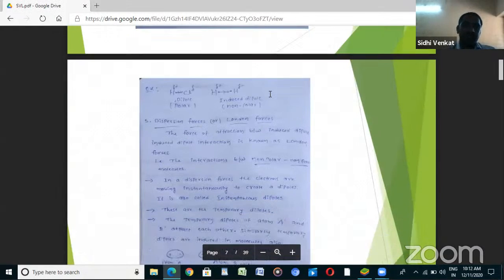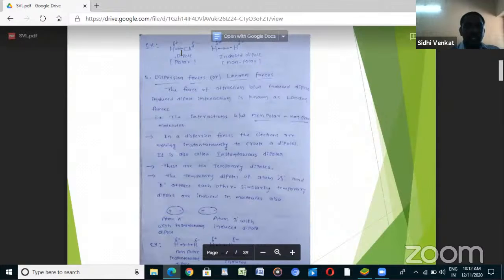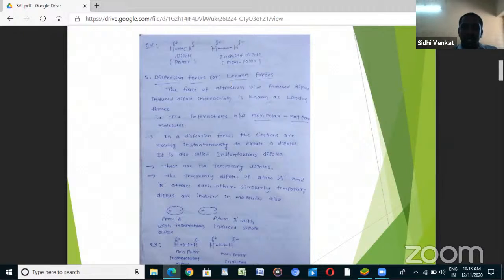Look at the example, students, where HCl and H2 molecule. Here HCl is the dipole, the polar molecule, and the induced dipole means non-polar molecule. What are the non-polar molecules here? H2, N2, O2, and CCl4. Here the dipolar molecule is HCl. The electron density moves towards the negative side. Here the non-polar molecule, look at the force of attraction between Cl minus and H plus ions. That is called dipole and induced dipole interaction. And the fifth and last one, dispersion forces or London forces.